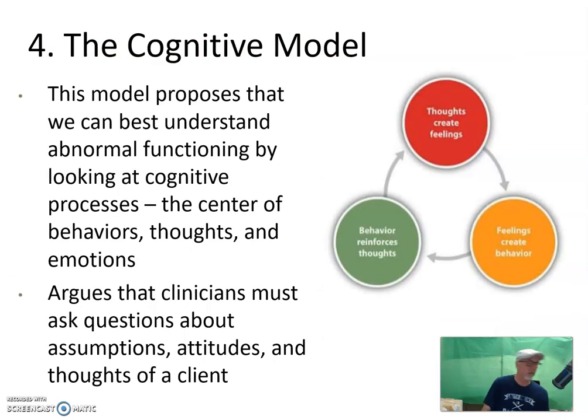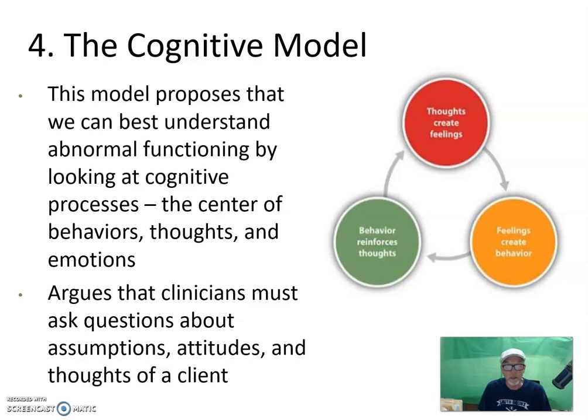Excuse me. The fourth model is the cognitive model. This model proposes that we can best understand abnormal functioning by looking at cognitive processes. No, this is my cat. She heard that I was talking about food.